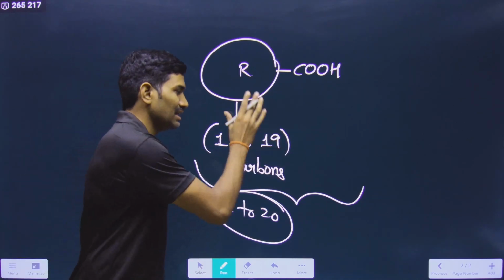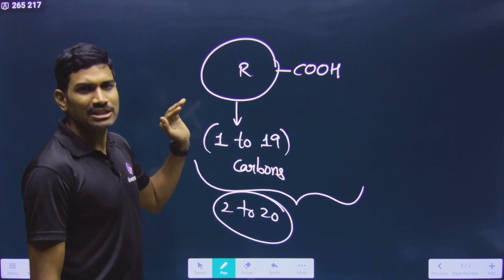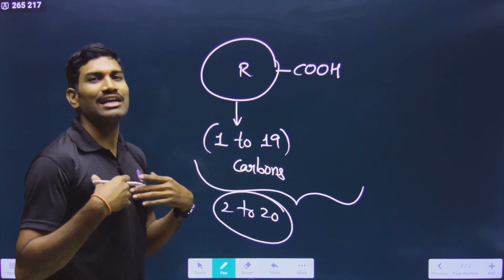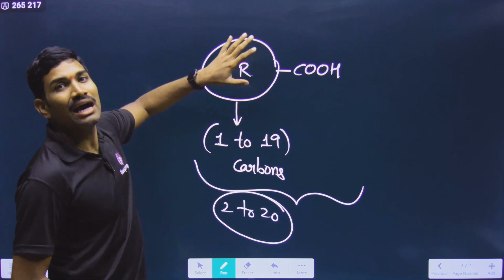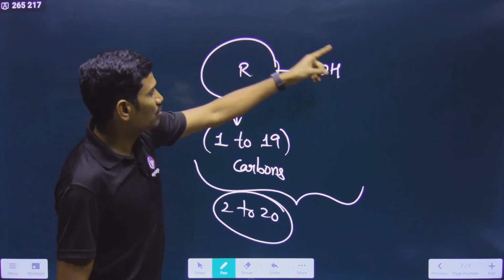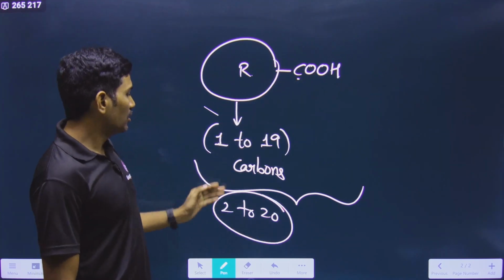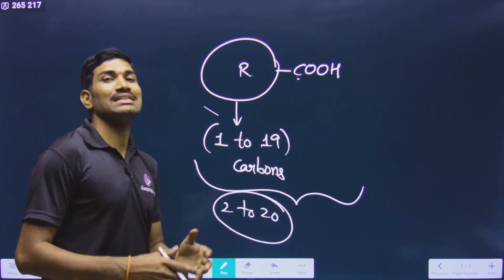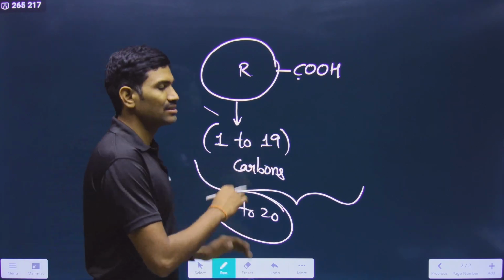So since NCERT gave this one, with respect to that I am telling you this. Generally, the majority of the fatty acids that we regularly study have 1 to 19 carbons in the R group. If you count the total, this is also a carbon. So if you are talking about the carbon count, 2 to 20 carbons are generally present in the entire fatty acid. This is the general sense we are talking about.